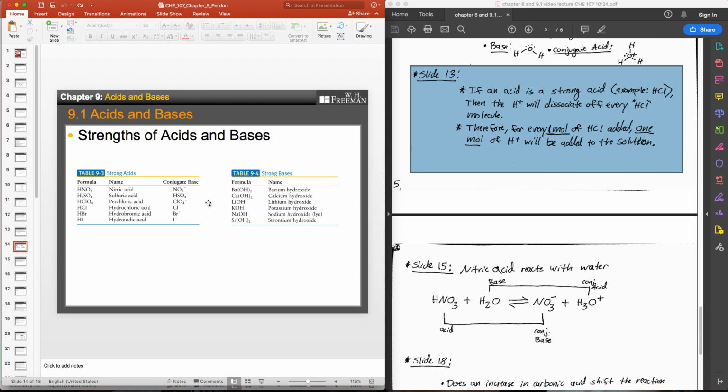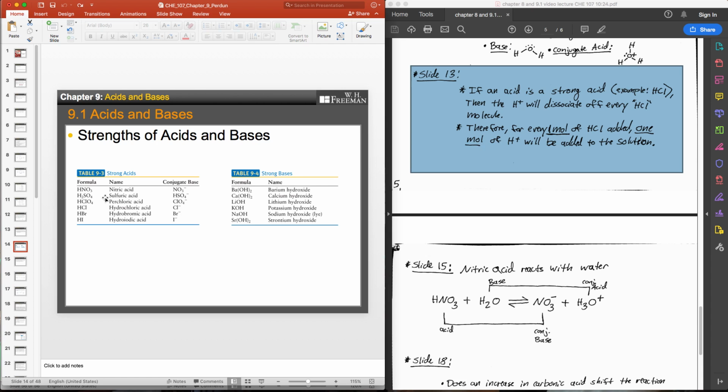And so here's a list of strong acids and strong bases. I would like you to memorize this list. I'm not too sure, it may be on your cheat sheet, or I hate to call it a cheat sheet, but on your formula sheet for the test. If it isn't on there, I'm tempted to add it. I'll touch base with you before the test.